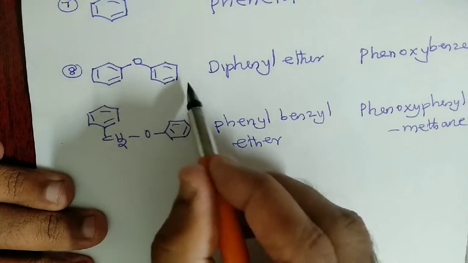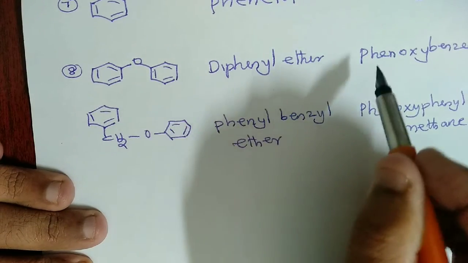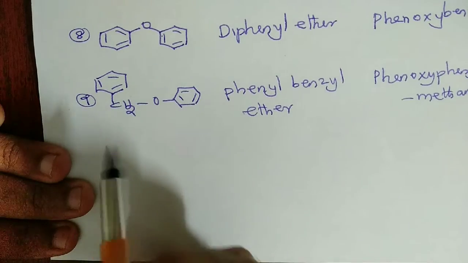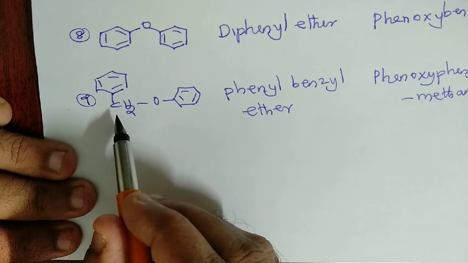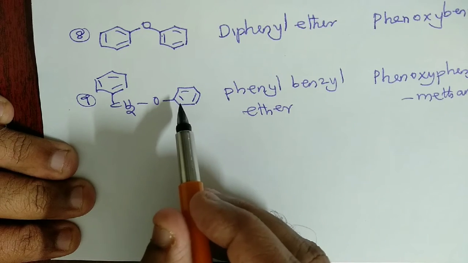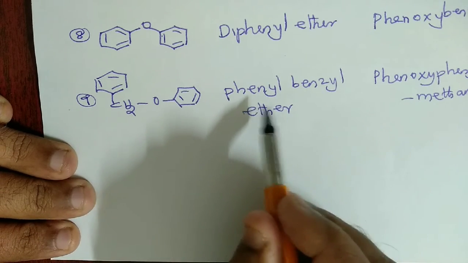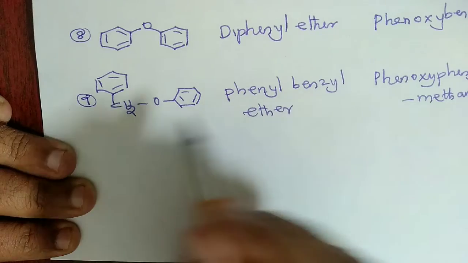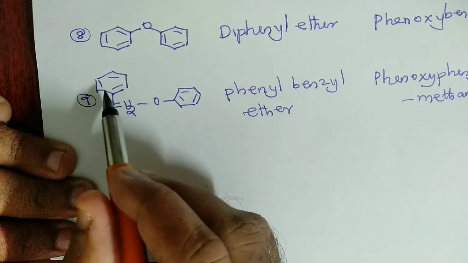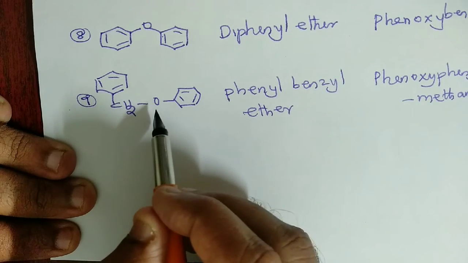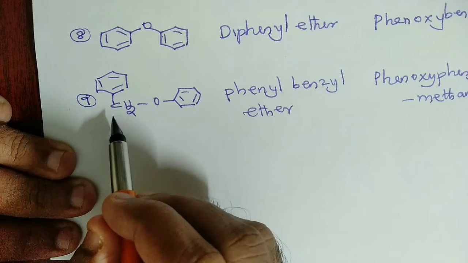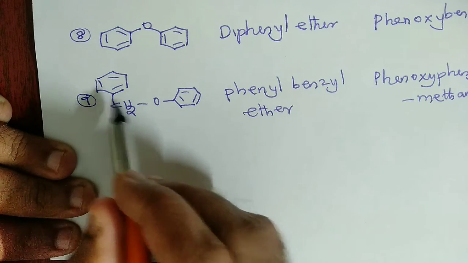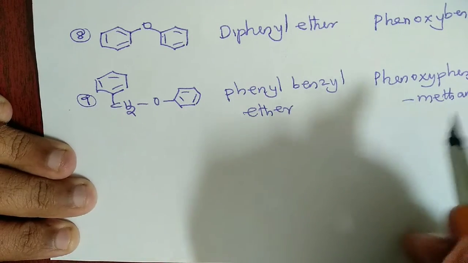Next compound diphenyl ether. IUPAC name is phenoxybenzene. In this compound, left hand side benzyl group, right hand side phenyl group. So common name is phenyl benzyl ether. IUPAC, both phenoxy and phenyl are treated as branches. So IUPAC name is phenoxy phenyl methane. It is a single word.